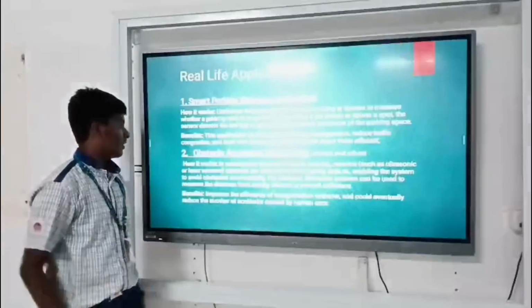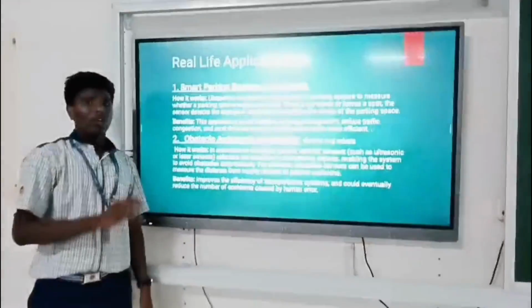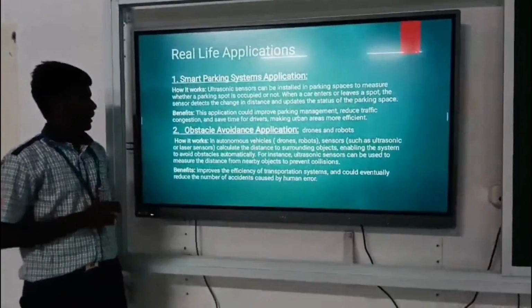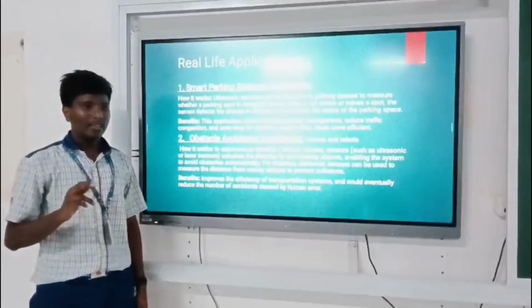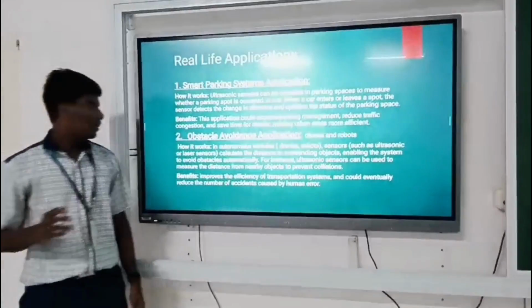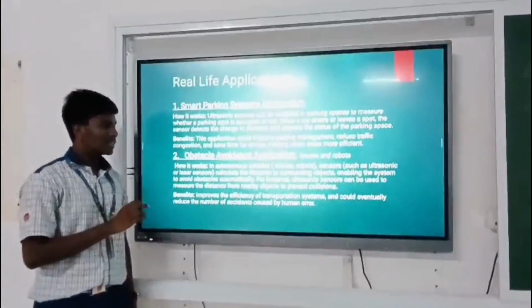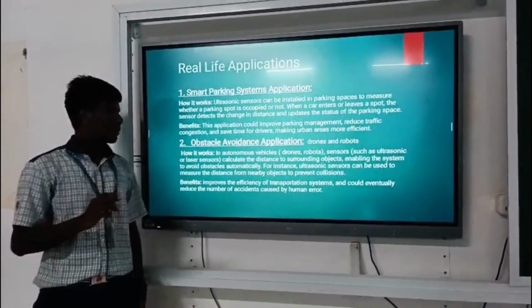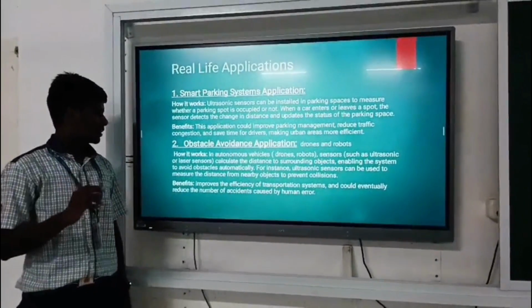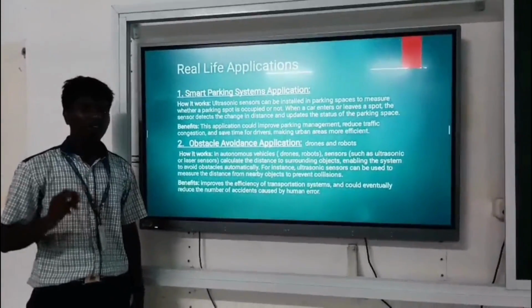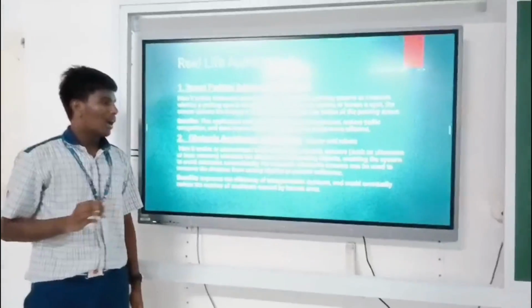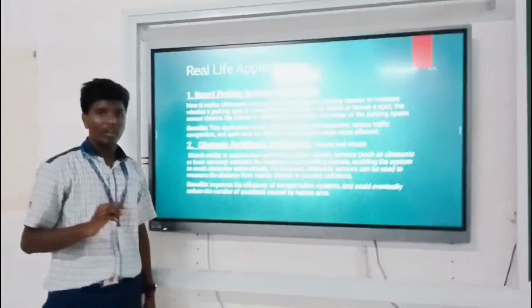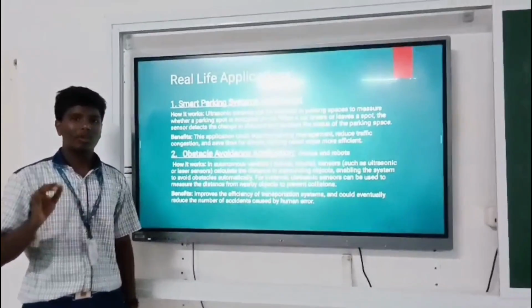Coordinate applications. In autonomous vehicles like drones and robots, sensors calculate the distance to surrounding objects, enabling the system to avoid obstacles automatically. For instance, an ultrasonic sensor can be used to measure the distance from a nearby object to avoid collision. It improves the efficiency of transportation systems and could eventually reduce the number of accidents caused by human error.